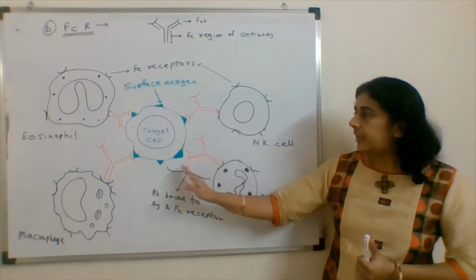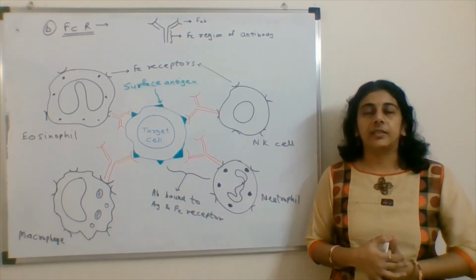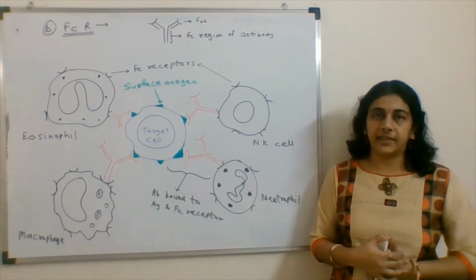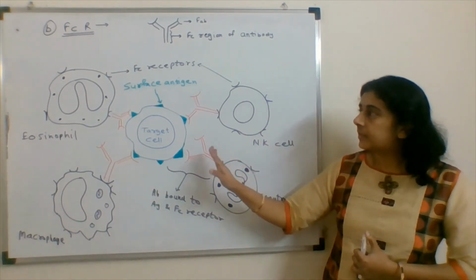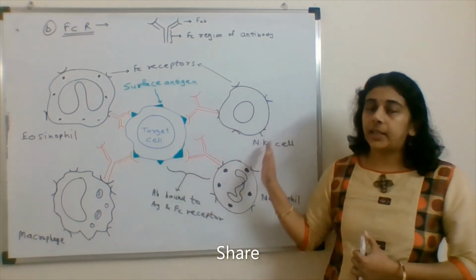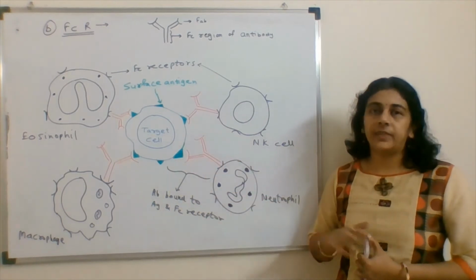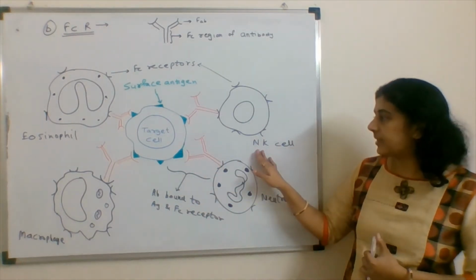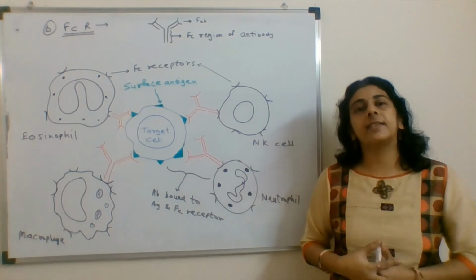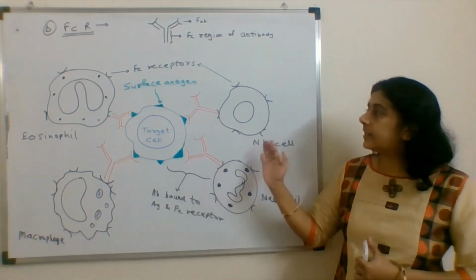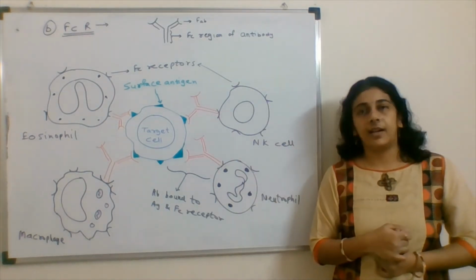For the clearance, these cells may secrete some lytic enzymes, some granzymes may get secreted. Also, tumor necrosis factor can be secreted by these cells for the clearance of this target cell. And in this way, the antibody response is taking place. So if we see here, there is no role of T cells, right? What we have seen: natural killer cell, neutrophil, macrophage, eosinophil. Dendritic cells also have Fc receptors. So there is no role of T cells or T cytotoxic cells even. That's why this is not the answer for our question.